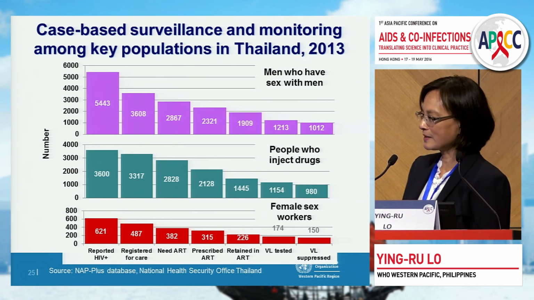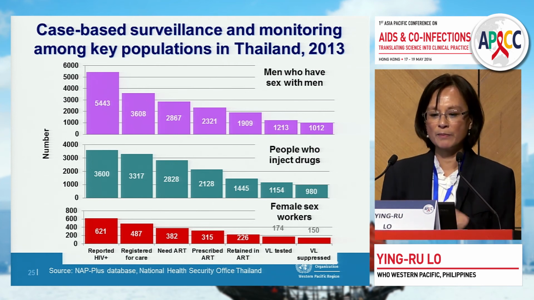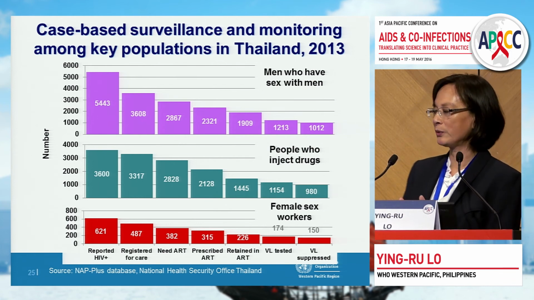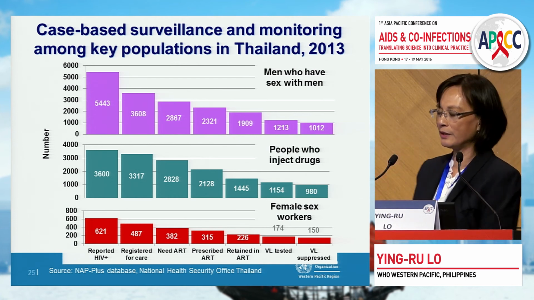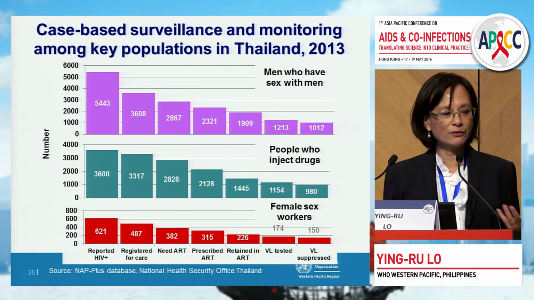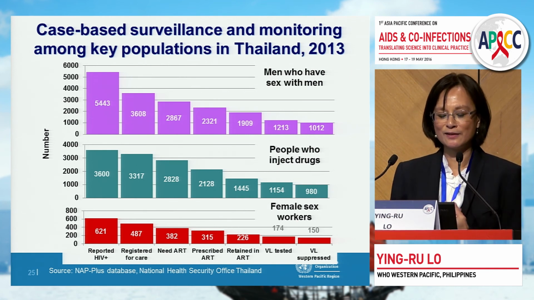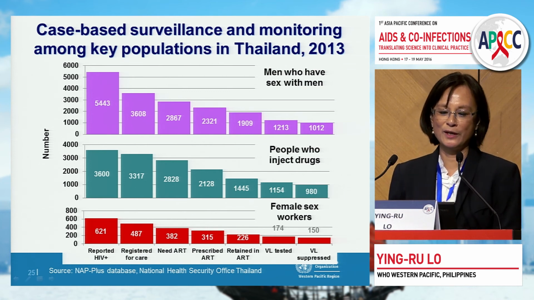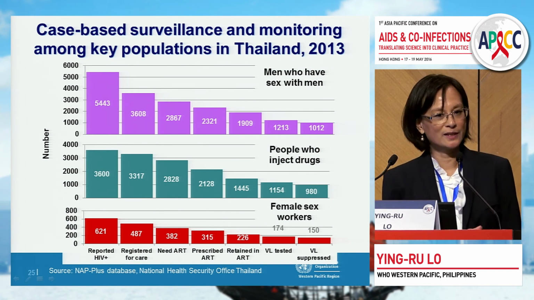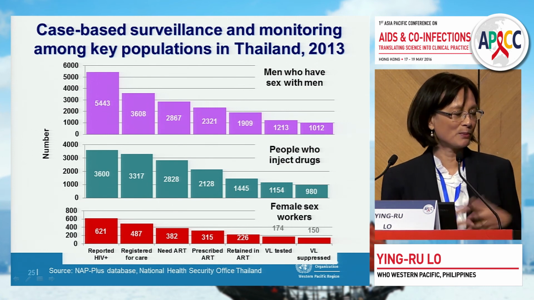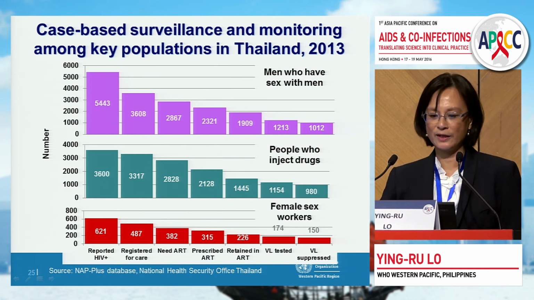Again, here, an example from Thailand, the cascade using case-based surveillance and monitoring among key populations, among men who have sex with men, people who inject drugs, and female sex workers. So this kind of case-based surveillance and linking it to uptake of services, the so-called cascade, is a very useful tool to understand how you're doing with your service. And the sad story is when you see how few of the key population members who are starting treatment are virally suppressed, and those who are not virally suppressed are going around and infecting others. So that's important information you would like to have.